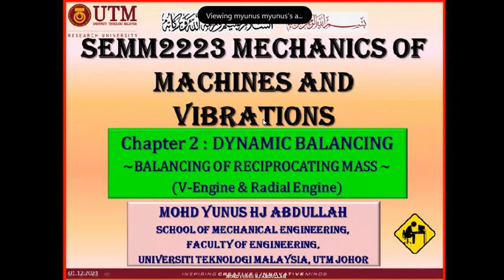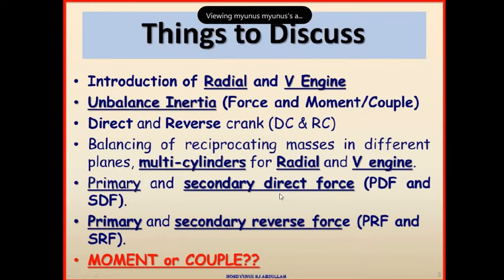Okay, this one. Balancing of reciprocating mass, V engine, and also radial engine. We are going to start with the radial engine first. We are going to discuss first the introduction of the radial engine and the V engine. So what is the difference between radial engine and V engine? The most important thing is the similarity of the radial engine and V engine, because if you look at the inline engine, it's very different compared to radial and also V engine. As the radial engine and V engine are so similar in terms of balancing the engine, we are going to use the same method.